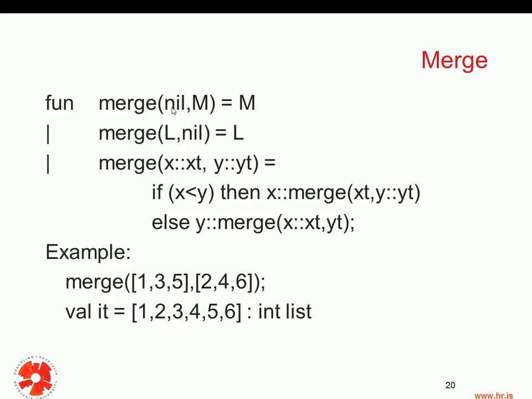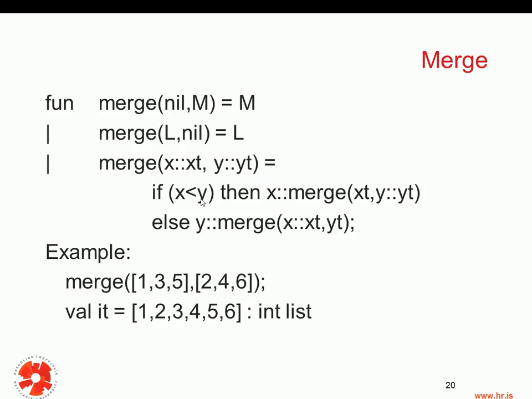If, however, both L and M are lists that can be split up to head and tail, we can use this pattern here: X double colon XT for X tail, and Y double colon YT for Y tail. And then we just compare.